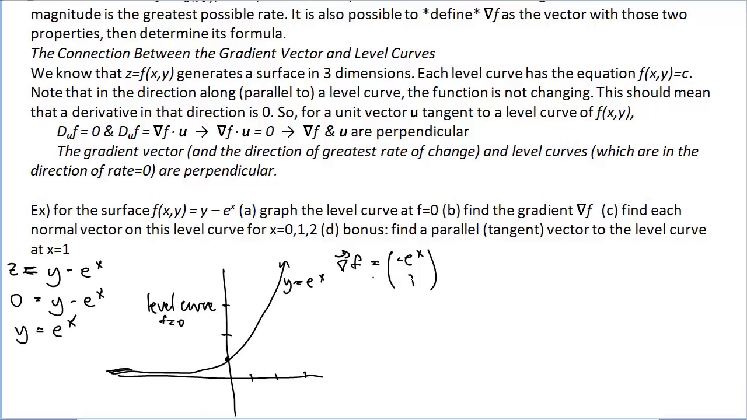Now let's go ahead and find, so part C asks, find each normal vector on this level curve for x equals 0, 1, and 2. Okay, now, how do we find something perpendicular to a level curve? What we just found is that the gradient is perpendicular to the level curve. So this represents the level curve. The gradient will be perpendicular to it.